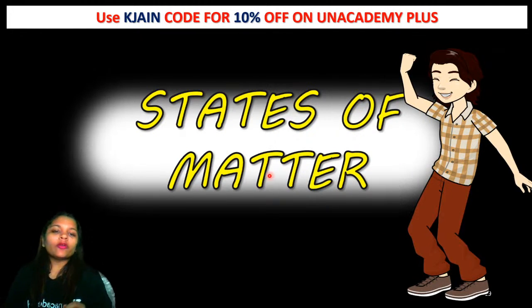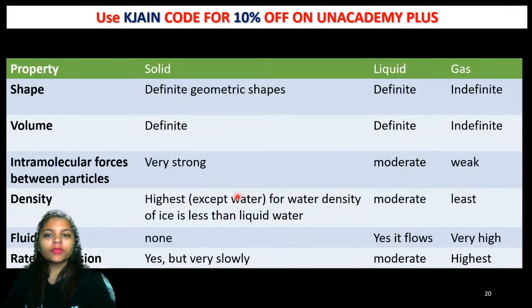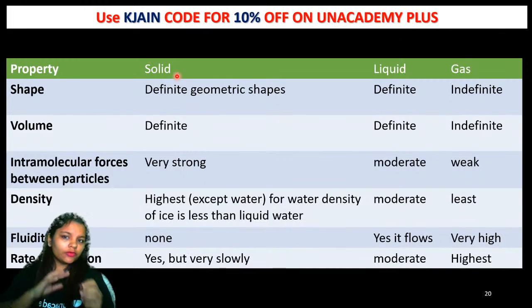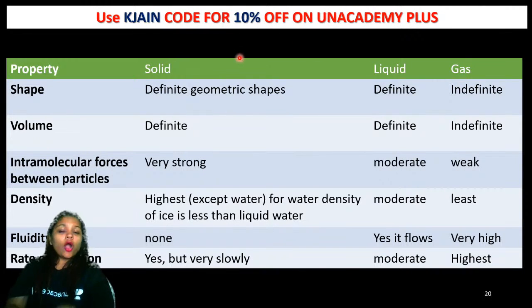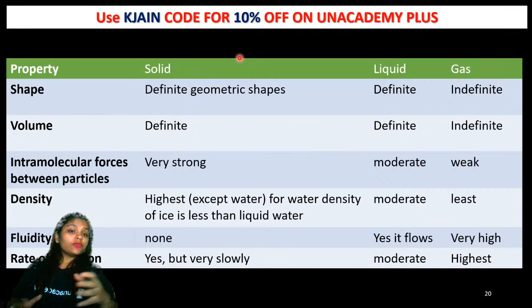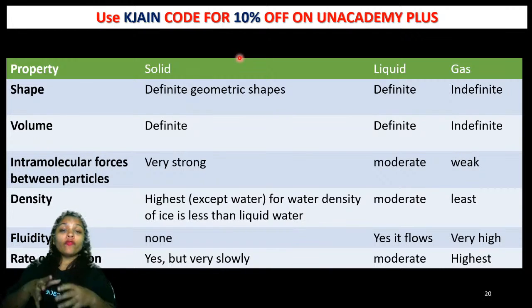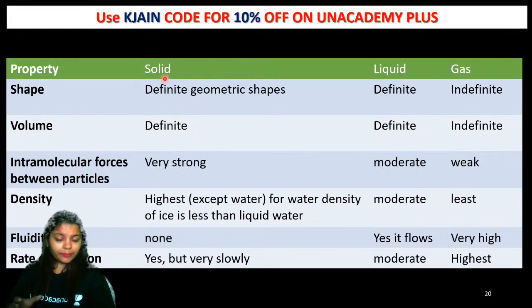So let's talk about the states of matter. How matter is classified into different states. Matter is basically divided into three categories, that is solid, liquid and gas. How will we differentiate between these three? We can easily differentiate between these three according to the properties they show.